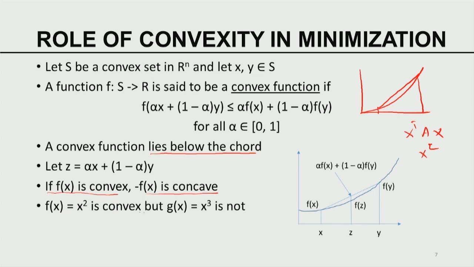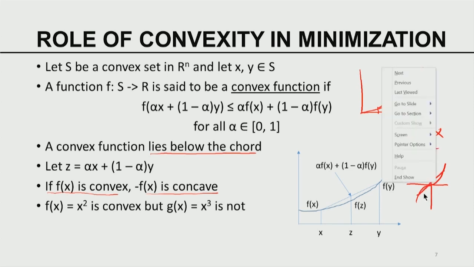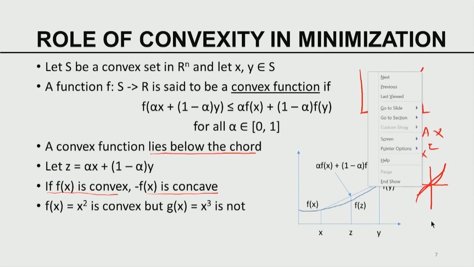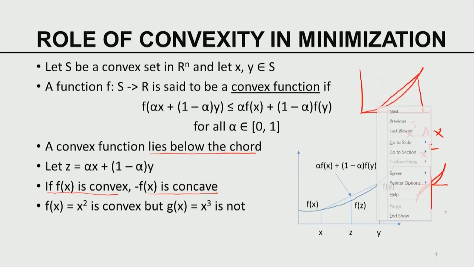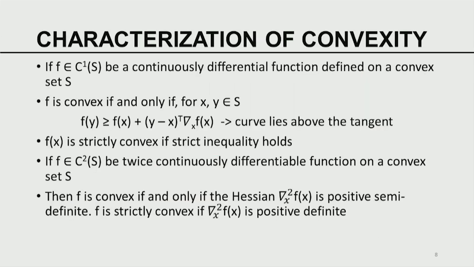So x square is convex, x cube is not convex. What is the plot of x cube? That is x cube. If I take a point here, some part is below and some part is above. So x cube is not convex, x square is convex. So that is the model by which you can build your notion of convex functions. So we have defined convex sets, and we have defined convex functions.